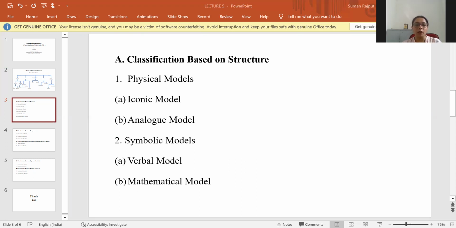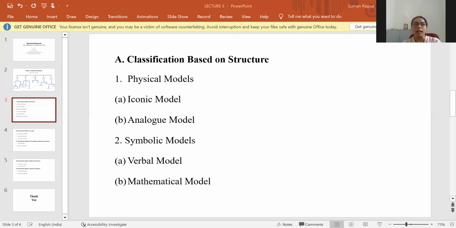So what is the iconic model? This model retains some of the physical properties and characteristics of the system they represent. The iconic model is either an idealized form or a scaled version of the system. It is said to be scaled down when the dimensions of the model are smaller than those of the real object, and the model is said to be scaled up when it is bigger than the real object.